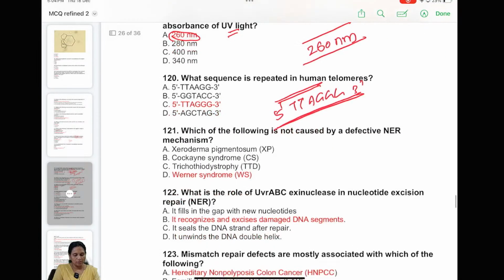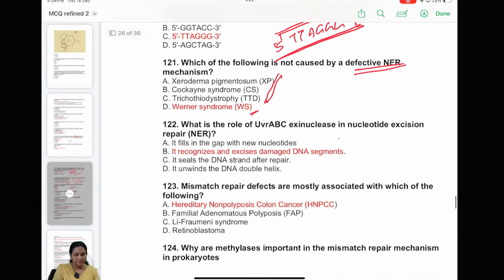Which of the following is not caused by a defective nucleotide excision repair mechanism? Werner syndrome is not caused by this. These three are caused by defective nucleotide excision repair: xeroderma pigmentosum, Cockayne syndrome, and trichothiodystrophy. What is the role of UvrABC exonuclease in nucleotide excision repair? It recognizes and excises the damaged DNA segments. Exonuclease means it excises and removes the damaged DNA.